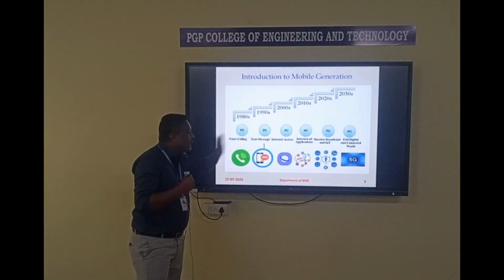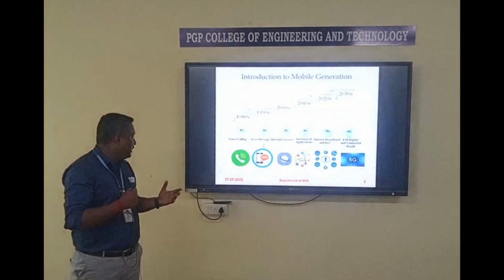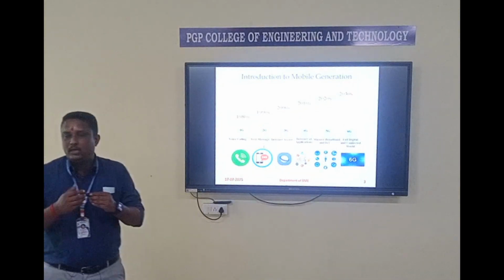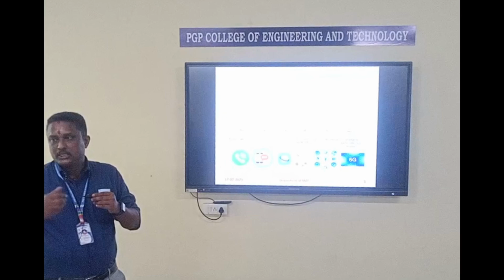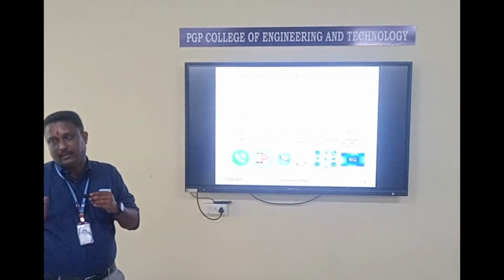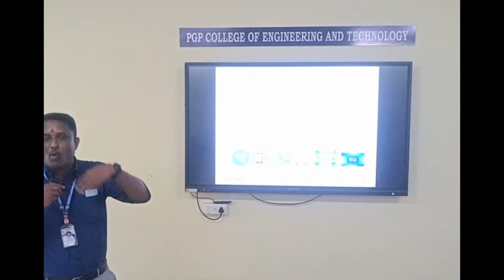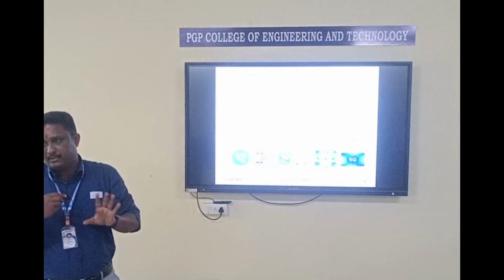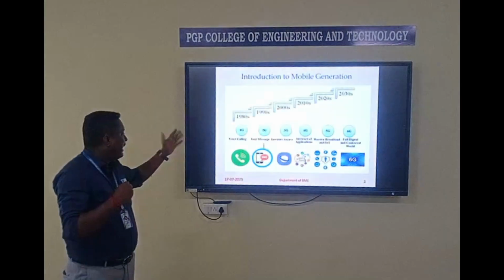Then after that we move on to the second generation. For the first generation, I think everyone is aware of the cordless telephone. There is one antenna only for calling purposes, and nothing else. The second generation developed the technology so that both voice and text messages were adopted. That was developed in the 1990s.